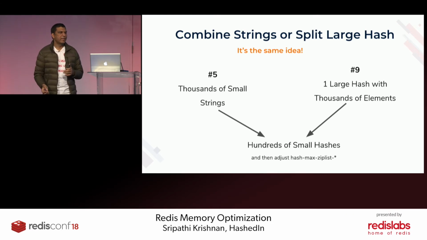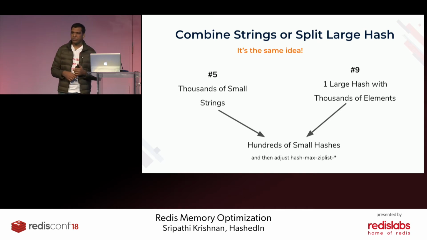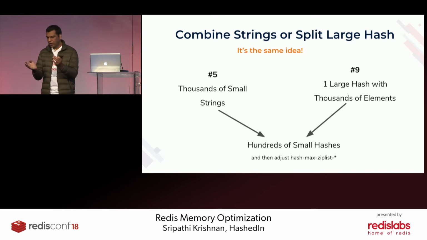The basic principle is that a hash, when it uses a zip list encoding, saves a lot of memory. So readjust your data so that you get it into a format like that.